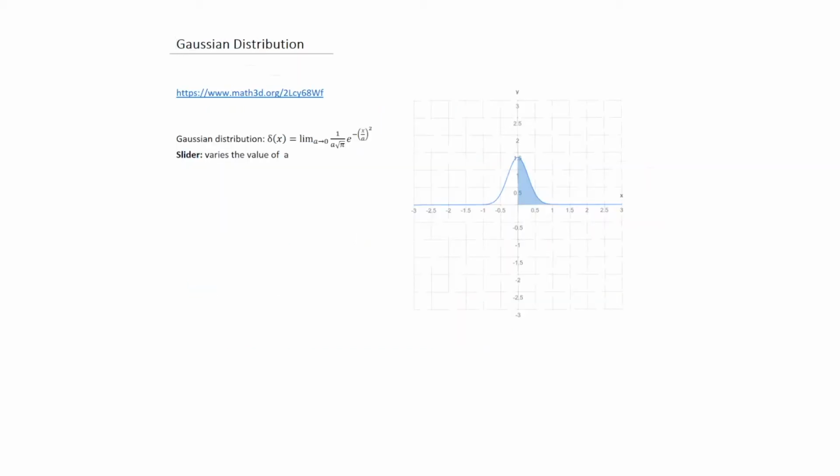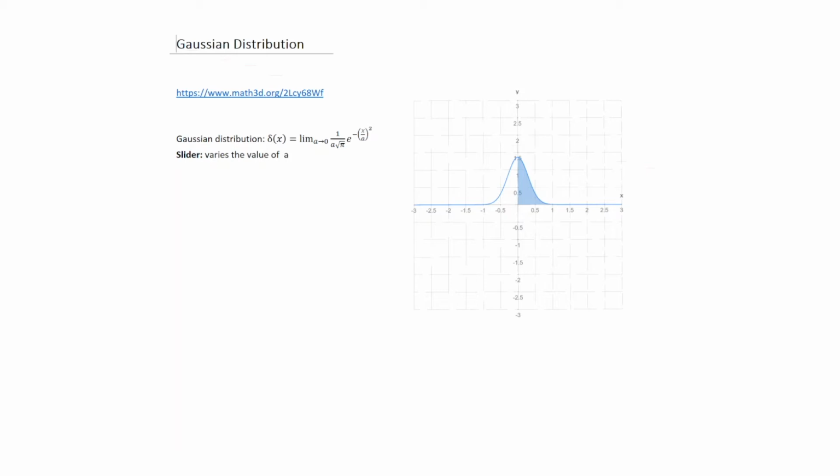So let's look at an example of a Dirac distribution. The simplest one to use is the Gaussian distribution. If you want to look at this, there's a URL link here available. You can click on it and watch what happens as you vary the value of a. So the Gaussian distribution is basically a limiting process. In this case, delta of x would be the limit as a approaches 0 of 1 over a square root of pi, times e to the minus (x over a) squared.